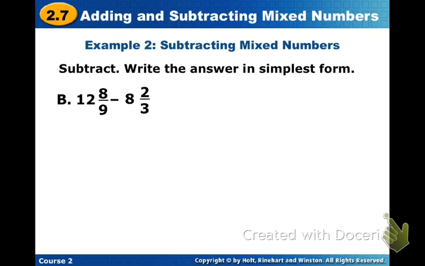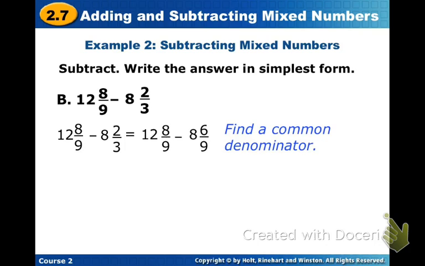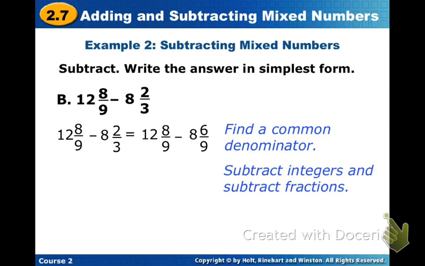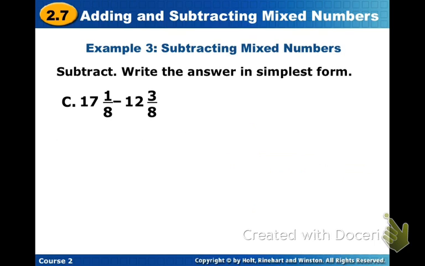So subtracting, and we might have to borrow in this example. So we first find a common denominator between 9 and 3, and we know that's going to be 9. So we rewrite the second fraction by multiplying 2/3 by 3 over 3. So we get 6/9ths. In this case, we're going to go ahead and subtract, and there's no regrouping necessary, okay? So 12 minus 8 will be 4. 8 minus 6 will be 2, and then we just put it together over the common denominator. 4 2/9.